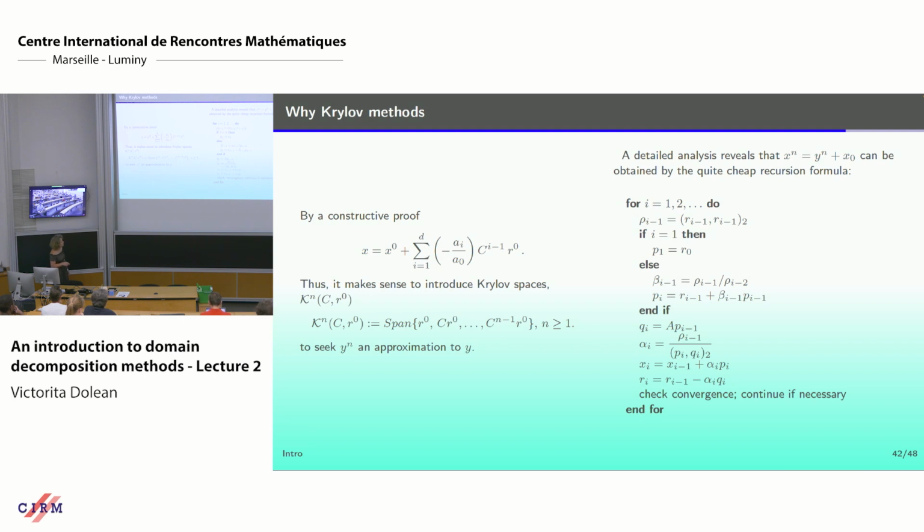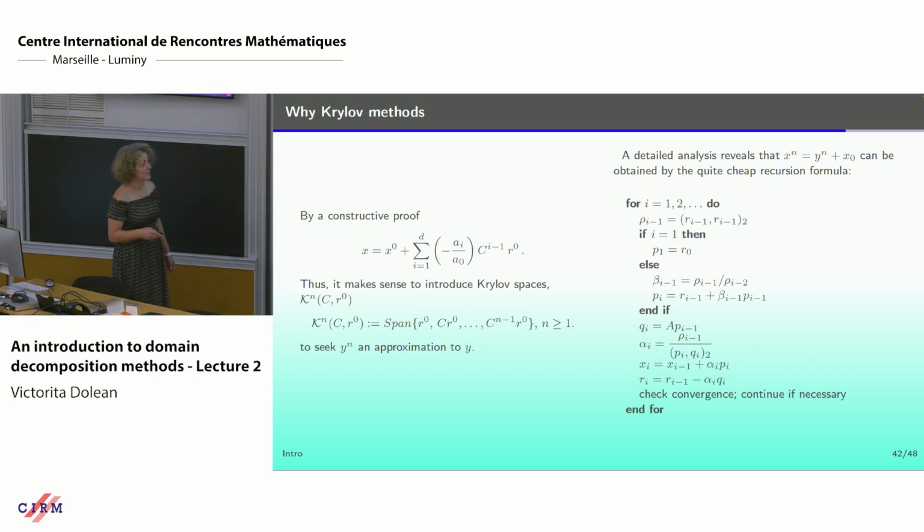Why do you see it's cheap here? Because the most expensive operation is the matrix-vector product that you see here, and you have only one of it. Then you need to update the solution and the residual, and that's all. So it's a very, very cheap recursion formula. And this will optimize the iterate at each iteration, in the sense that I explained here. This is the best method ever if you have a symmetric positive definite matrix, because it guarantees you will converge in the best number of iterations.